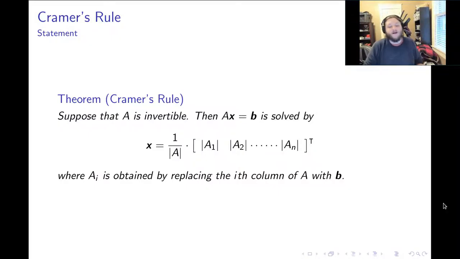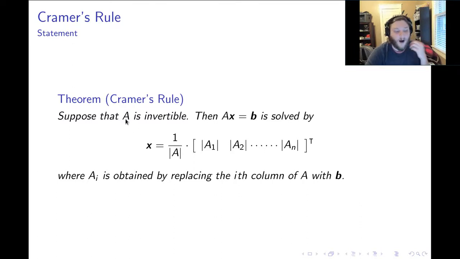Let's look at another application of determinants. This one's called Cramer's rule. If you follow the formula for the inverse given by the determinant adjugate formula, you actually end up with Cramer's rule as stated here. So here's the full statement.